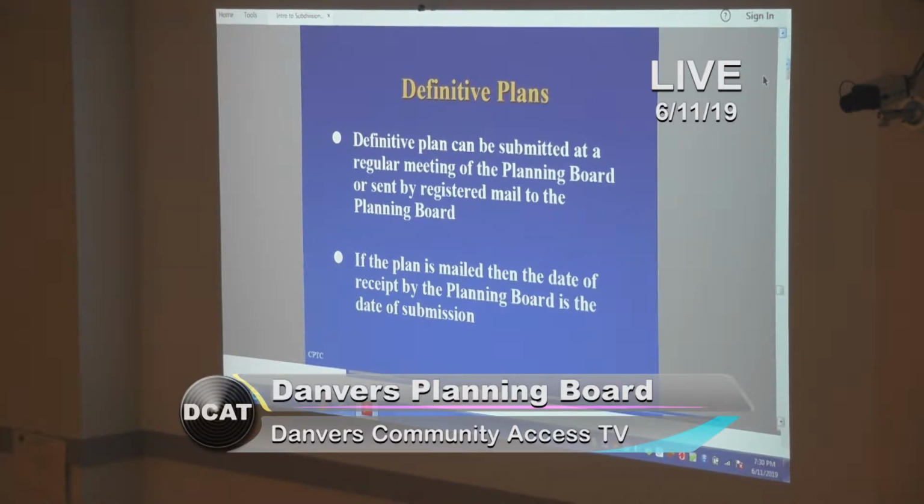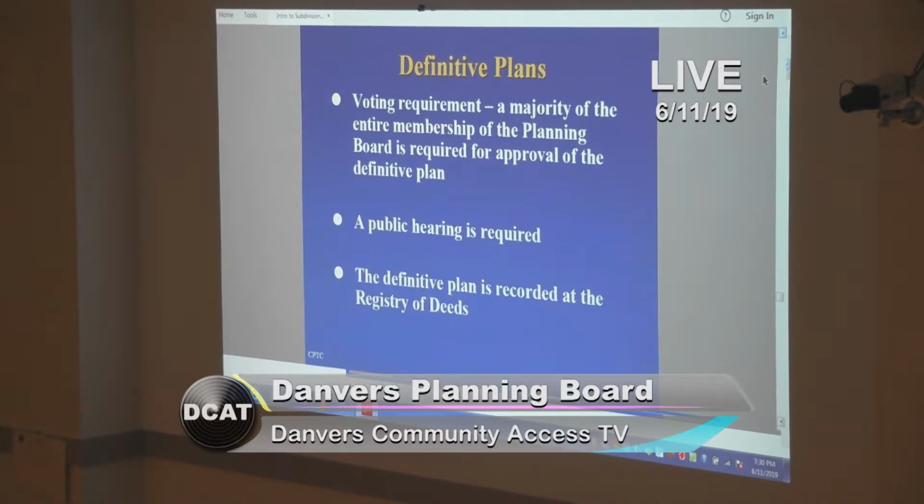Usually, plans are mailed in, but someone is entitled to just walk into a planning board meeting and drop off a definitive plan, and that starts the clock. I don't know if that happens very frequently here. It's not the most considerate way to go about things, but sometimes applicants do it.